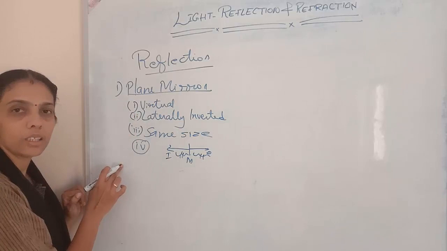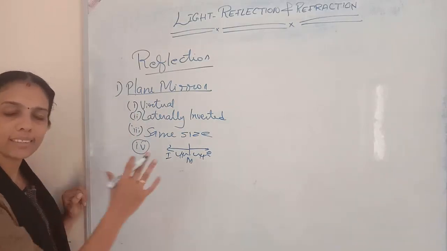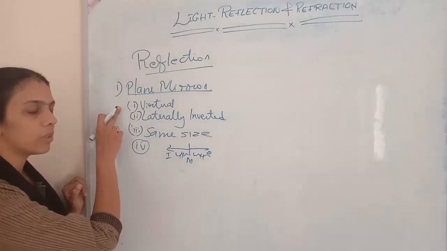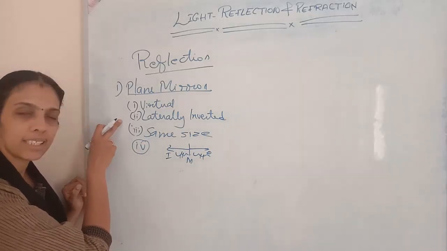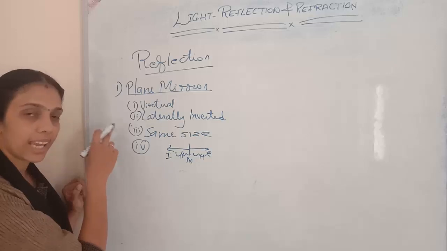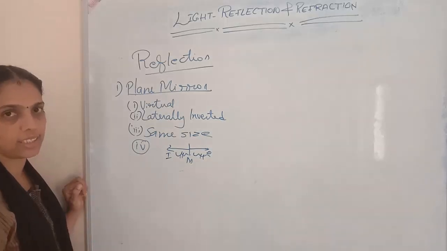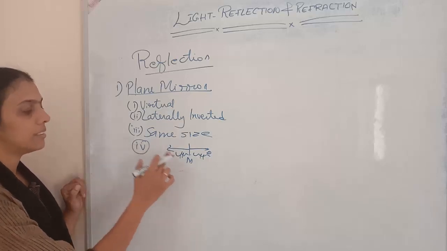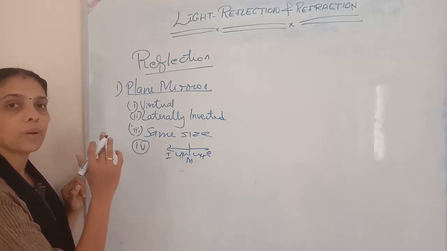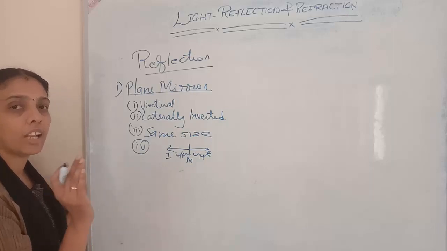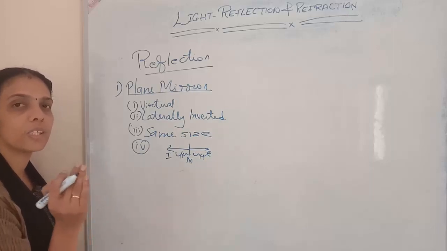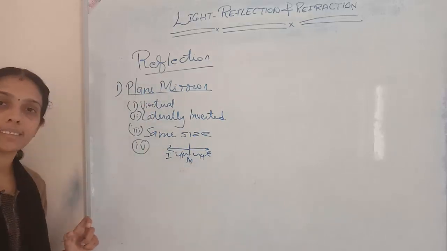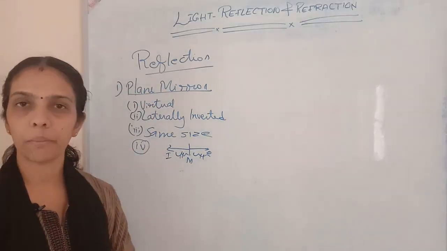So these are the characteristics of the image formed by a plane mirror. It will be virtual, it will be laterally inverted, and it is of the same size as the object. The distance from the object to the mirror will be equal to the distance from the image to the mirror.